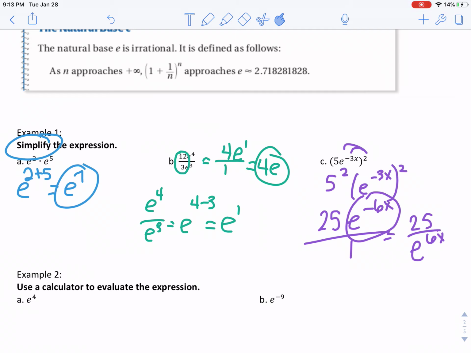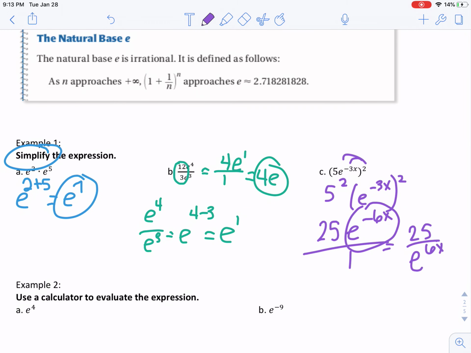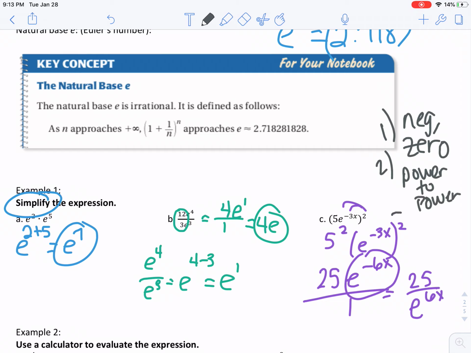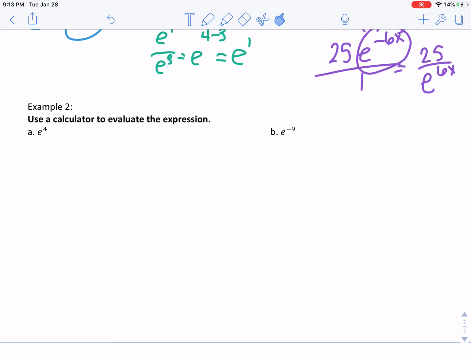Always take them one step at a time. When you're talking about steps on simplifying things, always take care of either negatives or zero exponents first. And then do power to a power if you need to. And then do your multiplication and then your division. Okay, to finish out, those are the steps I go through when I have multi-step ones. But hopefully that helps.